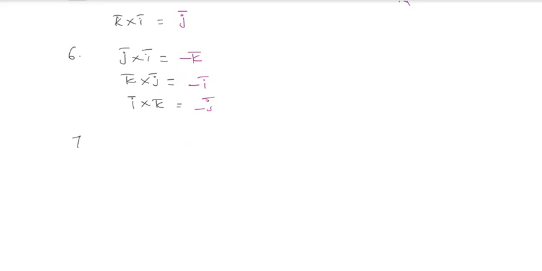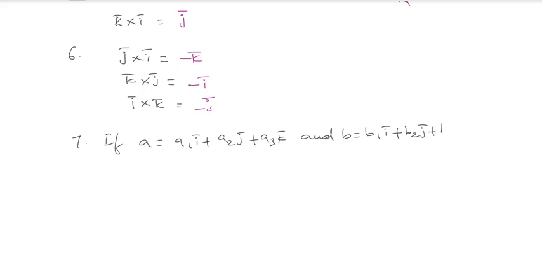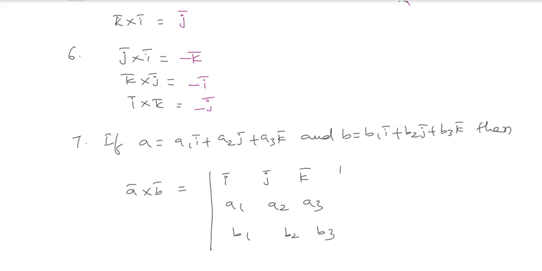Similarly, if A is equivalent to A1 I bar plus A2 J bar plus A3 K bar, and B is equivalent to B1 I bar plus B2 J bar plus B3 K bar, then the cross product A bar cross B bar will be the determinant. So I bar, J bar, K bar, then A1, A2, A3, then B1, B2, B3. This is the cross product.